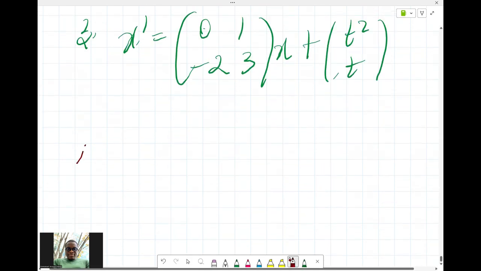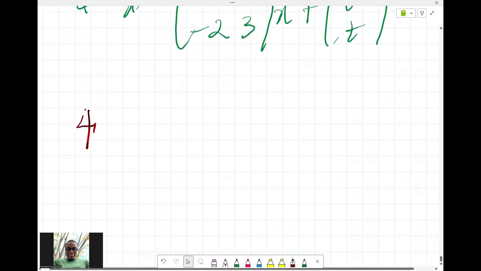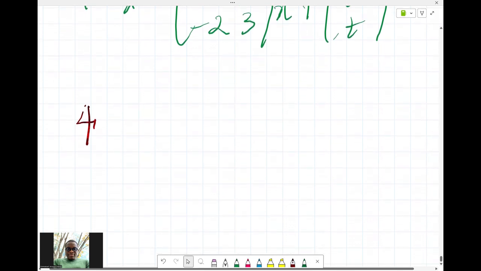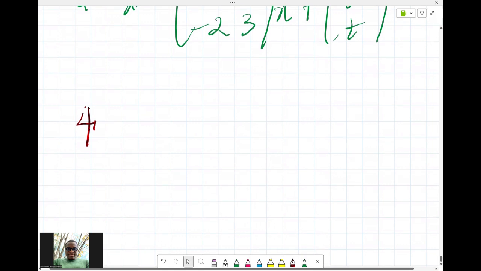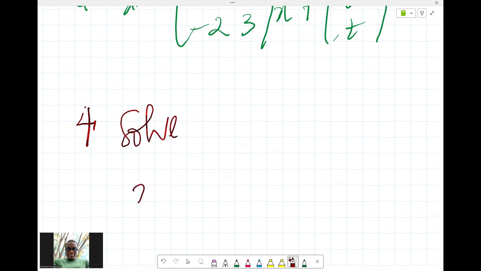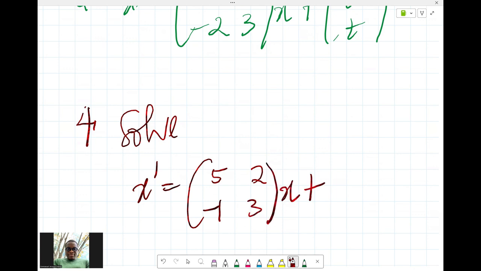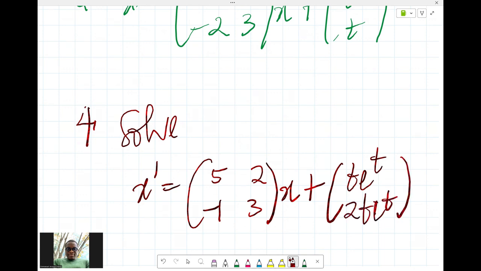Then number 4, I think we have this type already. Let me go for something else. Number 4, you have to solve x prime equals the matrix 5, 2, minus 1, 3, times x plus t e raised to power t, 2t e raised to power t.